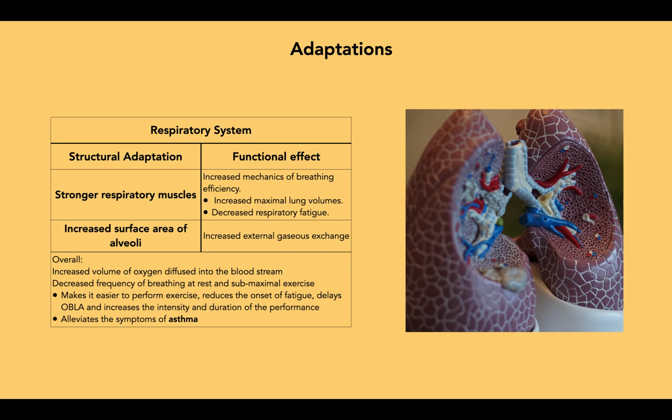So through improving your respiratory system through aerobic training, you'll get an increased volume of oxygen diffused into the bloodstream, and it'll also decrease your breathing rate at rest and submaximal exercise. An interesting one there, it also alleviates the symptoms of asthma. And obviously asthma is something that restricts the airways and limits your breathing, so it does have an impact on health. So remember, just pause and make notes here.